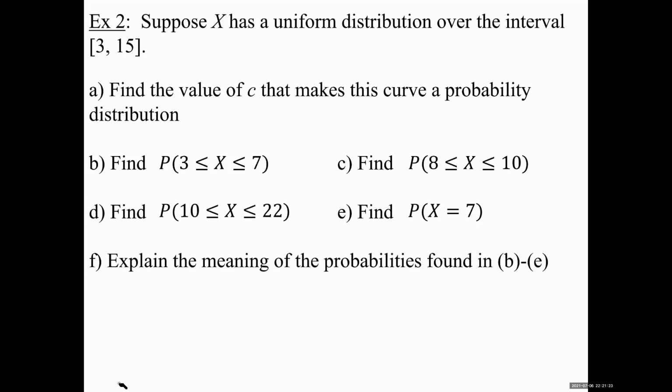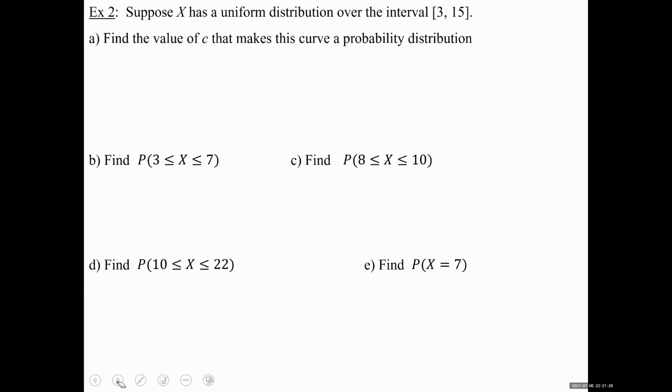Part A says find the value of c that makes this a probability distribution, and then we're going to answer some probability questions. Let's do part A first. Find the value of c that makes this a probability distribution. Okay, so let me go ahead and draw this. By the way, the uniform distribution is the only one I ever draw where I draw an x-axis and a y-axis. So I draw a number line like this and another line, because I want to put the height on the y-axis. I don't know what it is right now. I'm going to call it c.